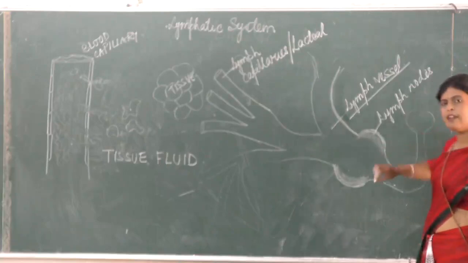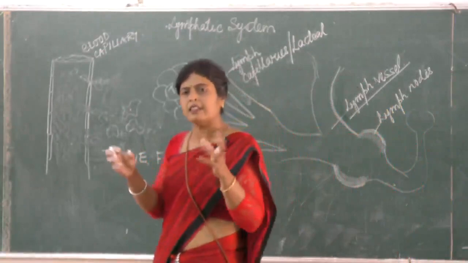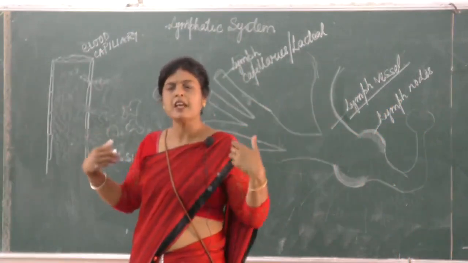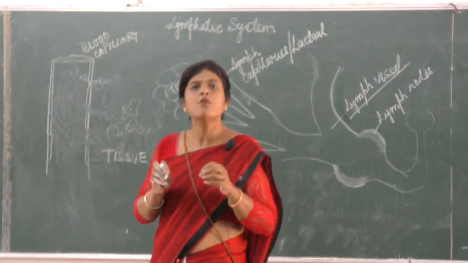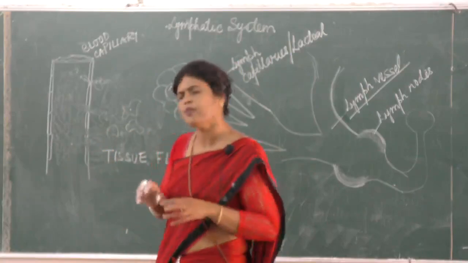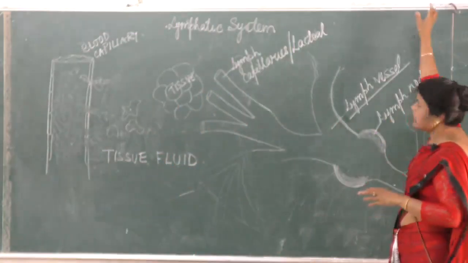The number of lymph nodes varies from place to place. They are more at a fold. Fold means in your armpit, in your groin, you will find more number of lymph nodes. But on the lymph vessel you will find several lymph nodes.